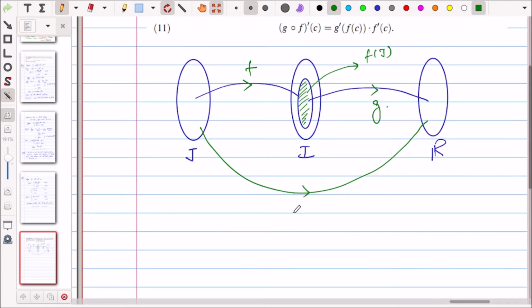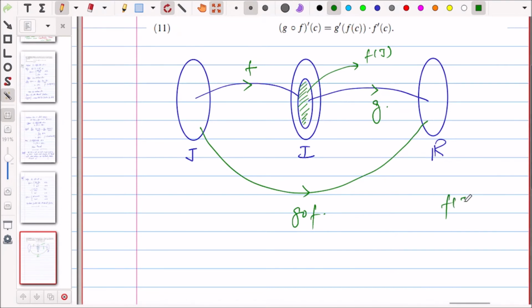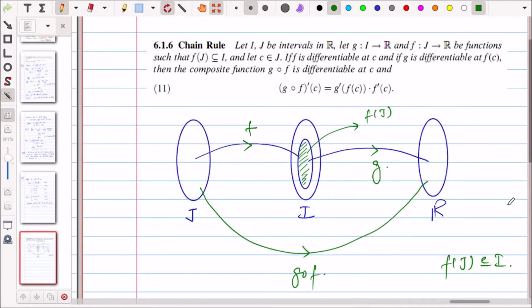Yes, what will be this function? G of f, right? This is J, f is going from J to R. But f(J) is contained in I, so that means it is a function from J to I basically, and g is a function from I to R. f(J) is contained in I. So all these things are given.